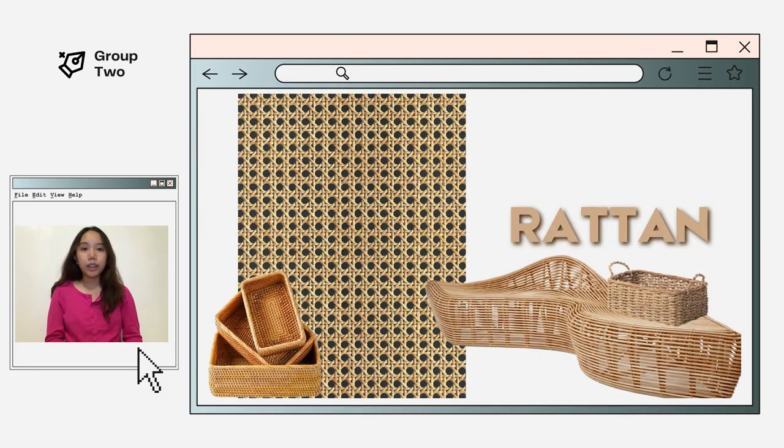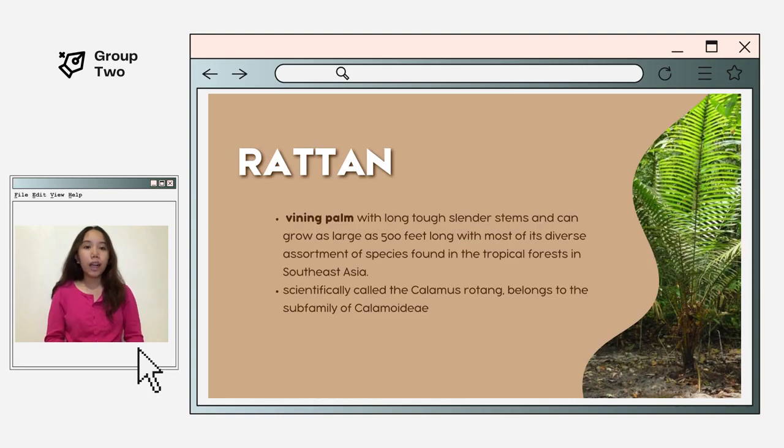Now let's move on to rattan. Scientifically called the calamus rattan or sometimes the calumet, it is part of the subfamily of the Calumoideae, which is part of a bigger family which we are familiar with as the palms.